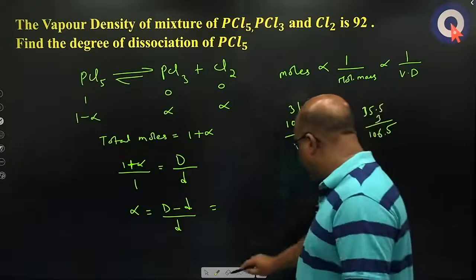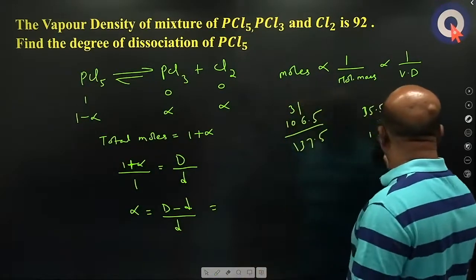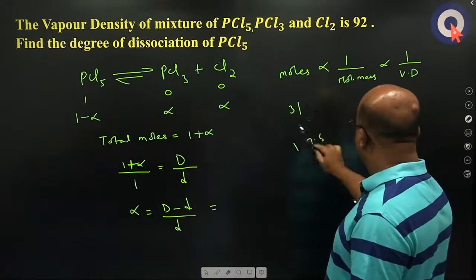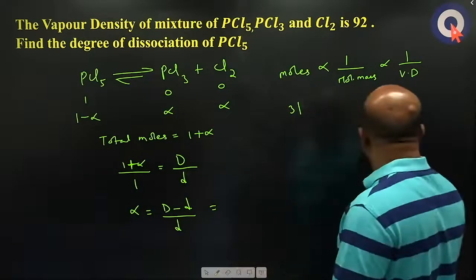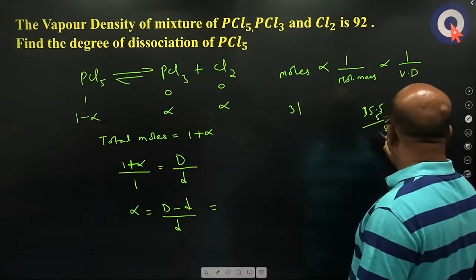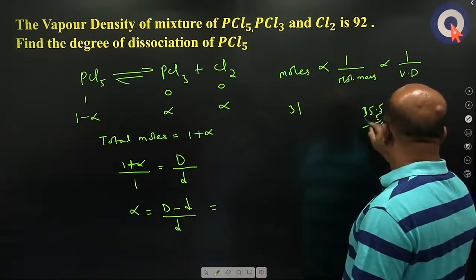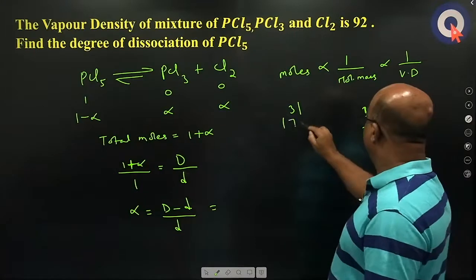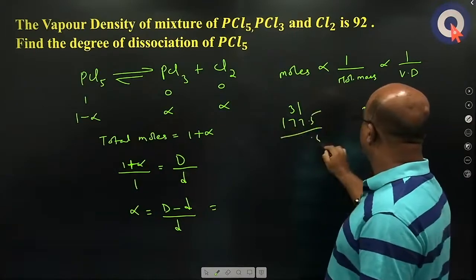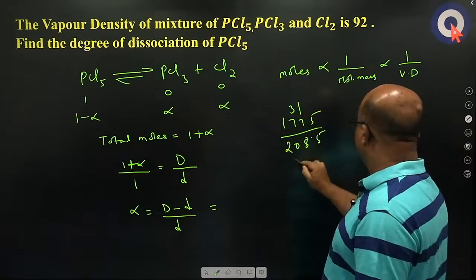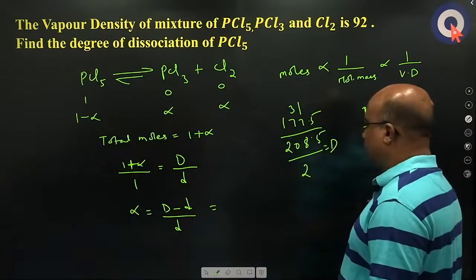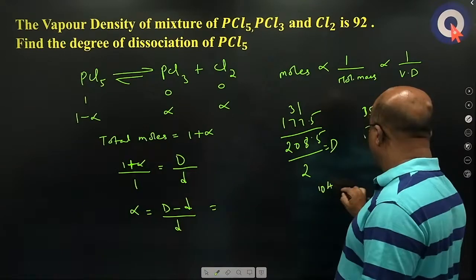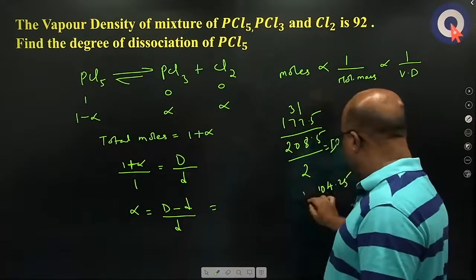No, it is PCl5, so you have to multiply 5 times. So that gives 177.5, which is the molecular mass of PCl5. Divided by 2, this will give the vapor density, that is capital D. So 104.25 is the capital D value.